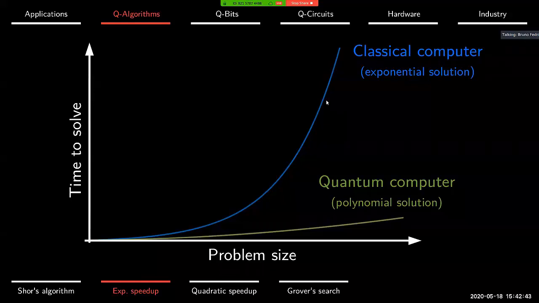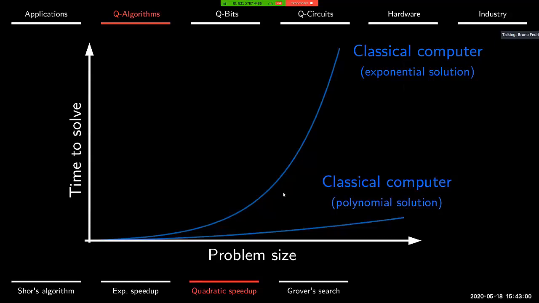So this is typically Shor's algorithm. The Shor's algorithms fall into this category. But unfortunately, not all problems increase exponentially in the classical domain. For some problems, we have a polynomial solution. But even in this case, the quantum computer can improve the performance.